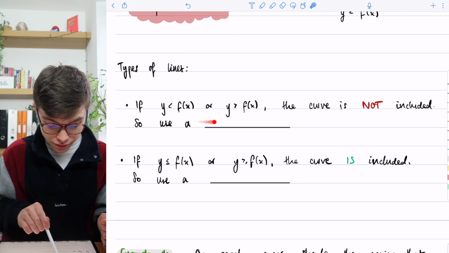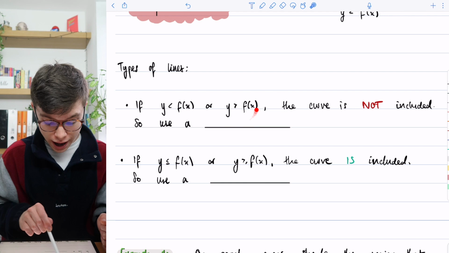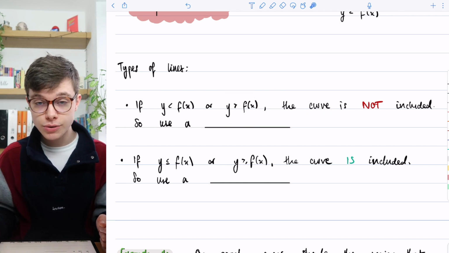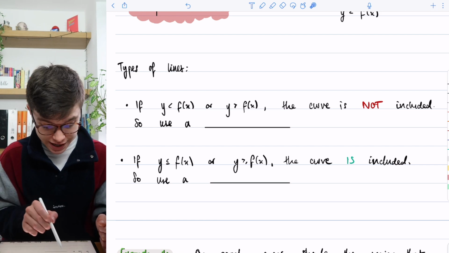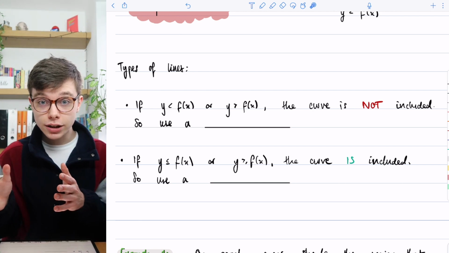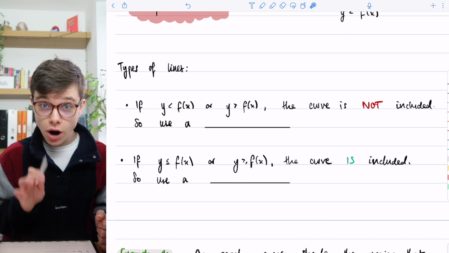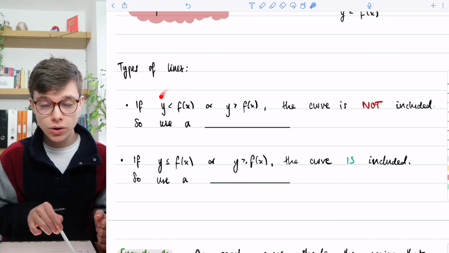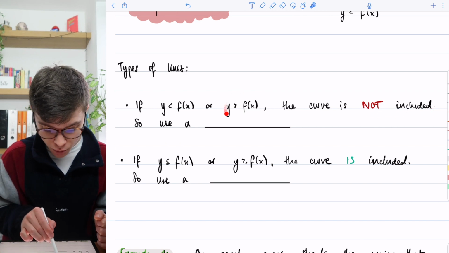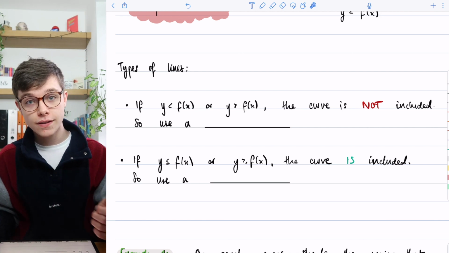If we have either of these 2 inequalities, so y is less than f of x or y is greater than f of x, the curve is not included. And the reason it's not included is because we don't have any equals on our inequality. If it was included, we would be able to equal the function, or f of x here, but we don't have that. It's called a strict inequality when we don't have an equals. So it's not included because there's no equals on our inequality. So we're either less than the curve or we are greater than the curve.